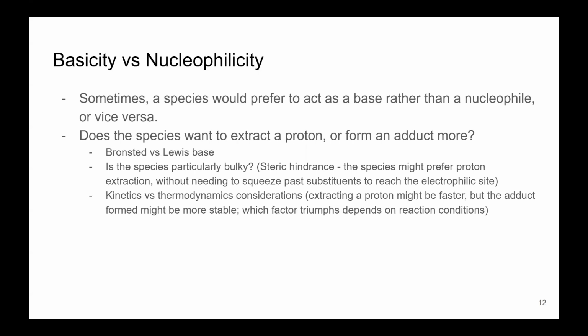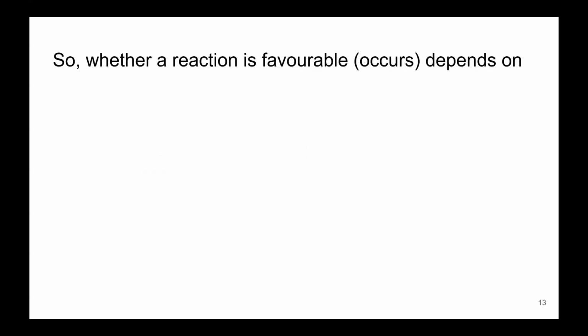And there are also kinetics versus thermodynamics considerations. Extracting a proton might be faster, but the adducts formed might be more stable, so it depends on your reaction conditions as well, including solvents. Solvents and other reaction conditions such as temperature will really affect whether kinetics or thermodynamics wins out. So reaction conditions are really important for our studies.